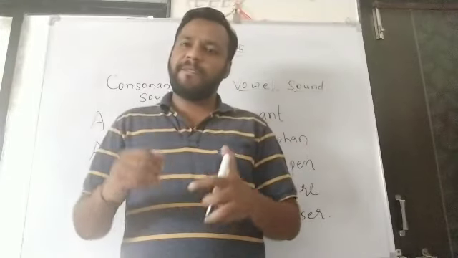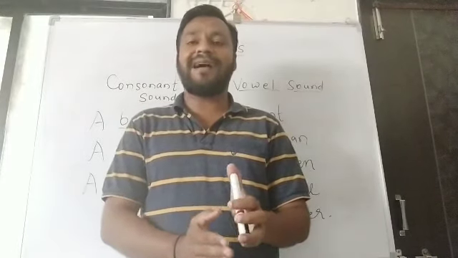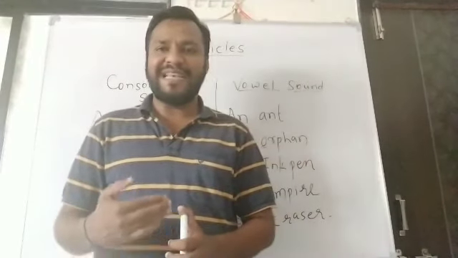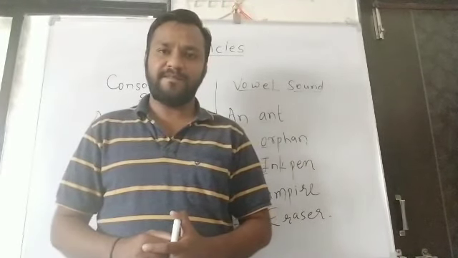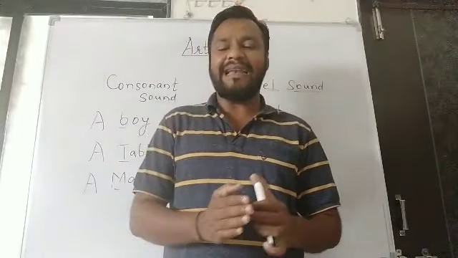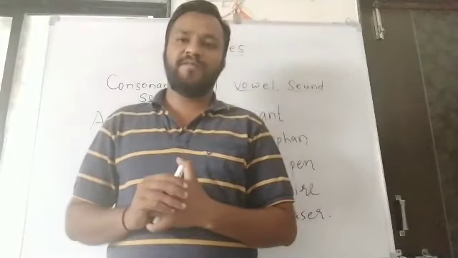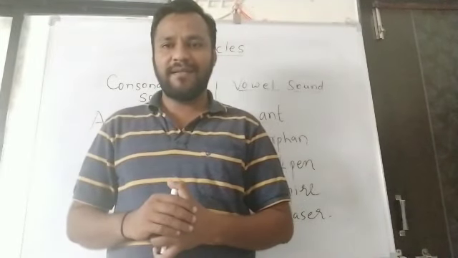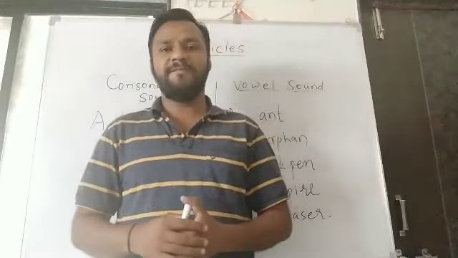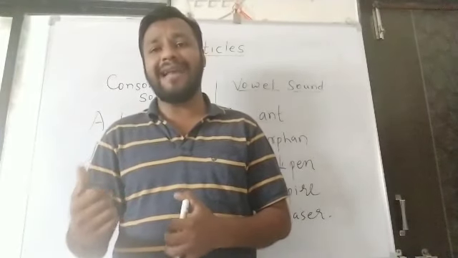Now we will discuss uncountable nouns. Uncountable noun means what? The things which we can count, but for counting them we need a particular unit like kilogram, liter, etc. So what is the definition of an uncountable noun? The things which we can count with the help of a unit, that is called an uncountable noun. For example, sugar. Whenever we visit a grocery shop and ask for sugar, we count it with the help of kilograms or grams.